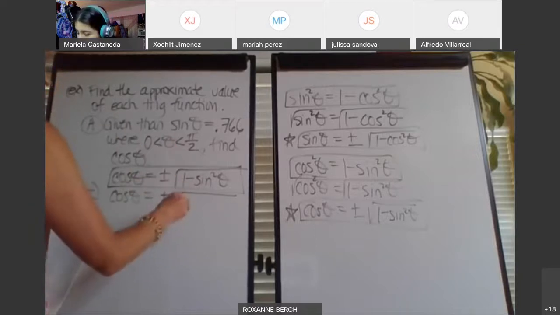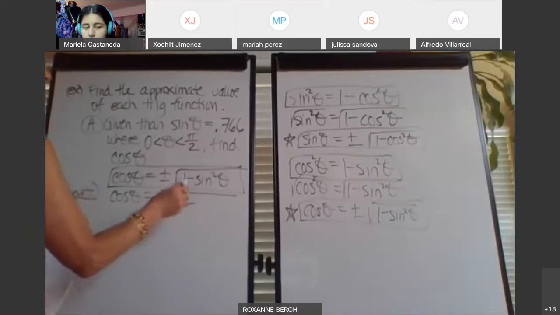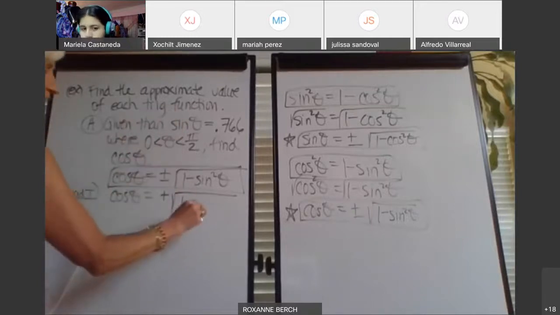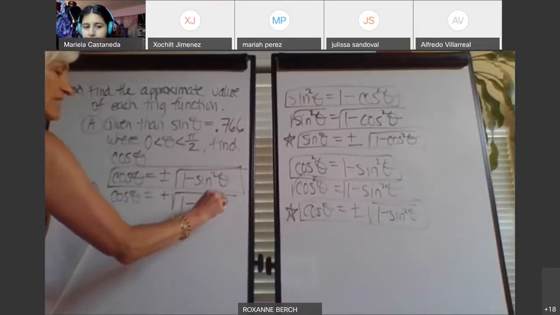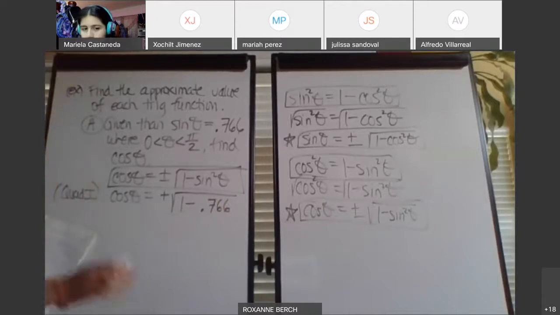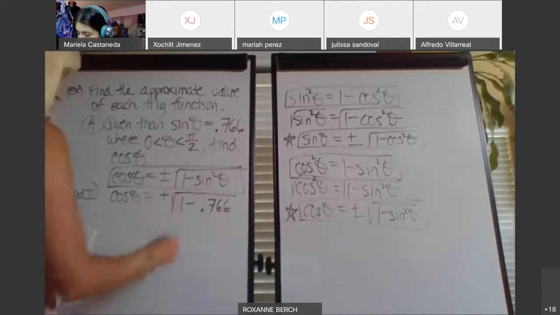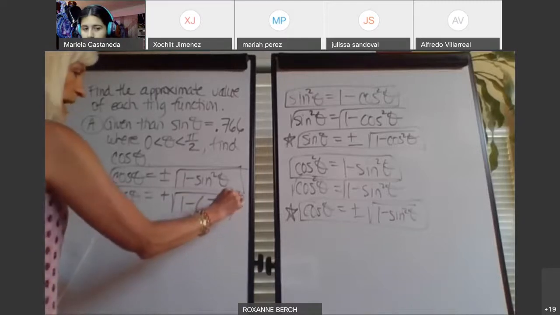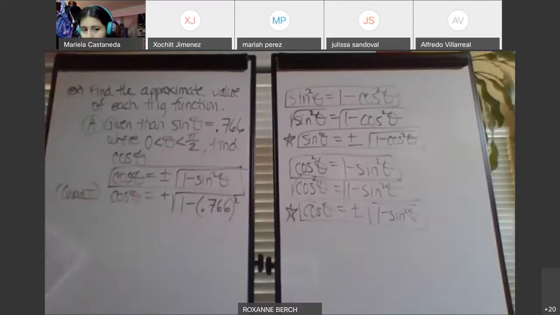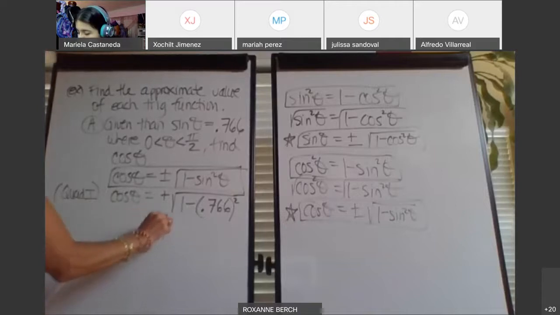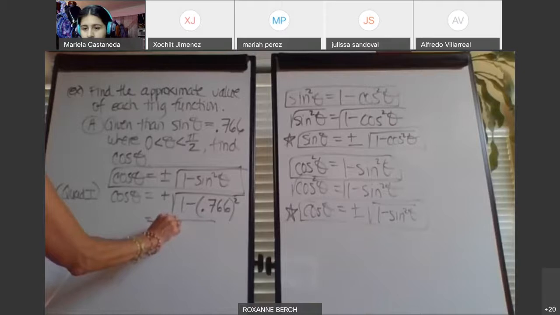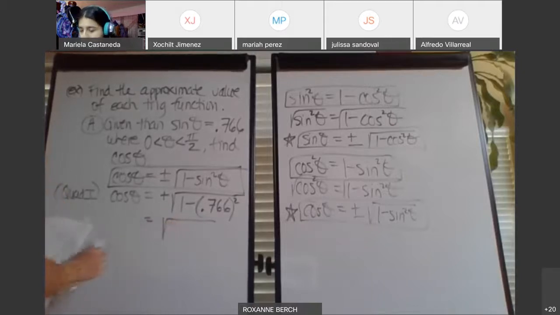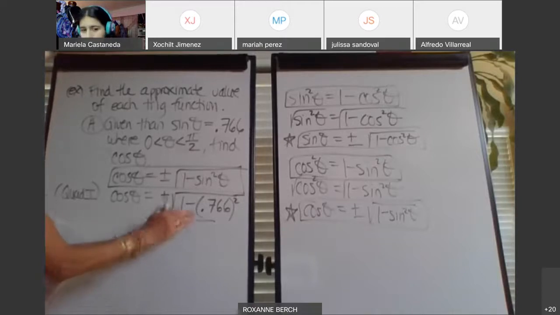All right, so now we put in the value. This says 1 minus, sine of theta is 0.766. Don't forget that we have to square it. That negative is part of the form, so we have to square that. All right, so this is positive, and now we put this in. So this would be 1 minus that.